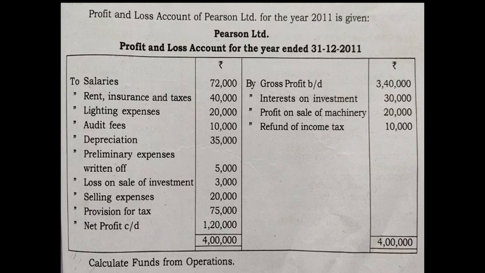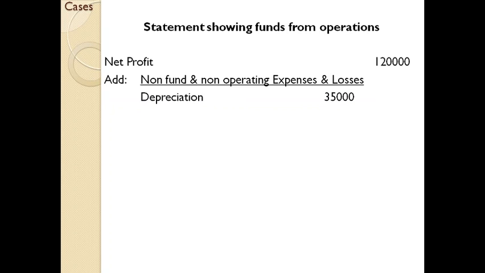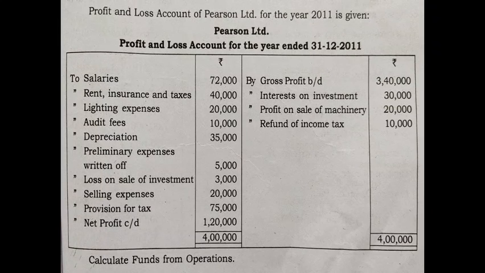So it is an operating expense. Next one, depreciation. We have learned that whatever the activities of the business, whether it is carrying out or not, if there is any fixed asset in the business, definitely depreciation has to be provided. So it is a non-operating expense, which we have learned while studying the format for the fund from operation. So first item, depreciation 35,000.